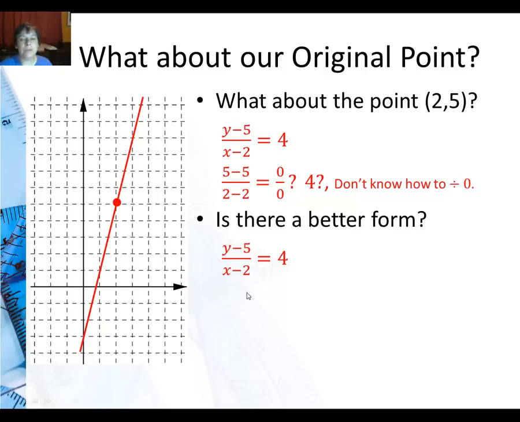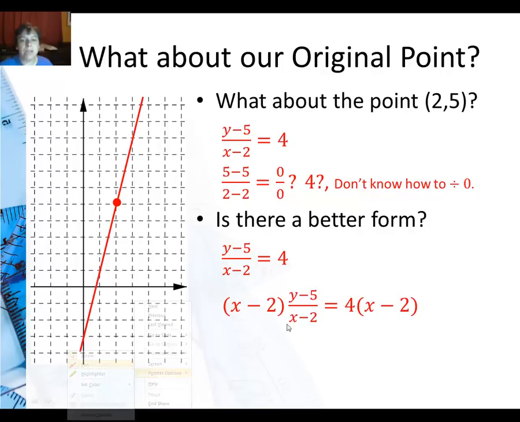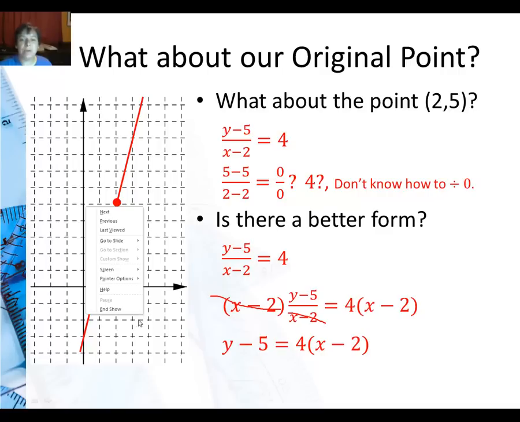So what I'm going to do is, if I didn't divide by 0, this wouldn't be so bad. So I'm going to go ahead and multiply both sides by x minus 2. Well, what does that do? It's going to simplify. (x minus 2) divided by (x minus 2) is 1. So my new equation is y minus 5 equals 4 times (x minus 2). So do you see these original values from our original problem? We have the coordinates for the points, and the point was (2, 5), and there's our slope.